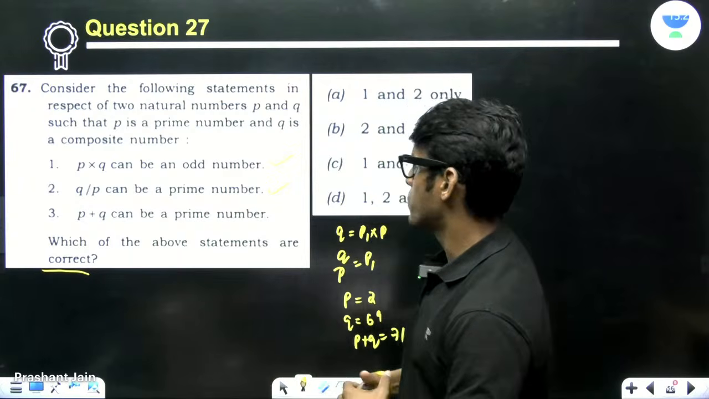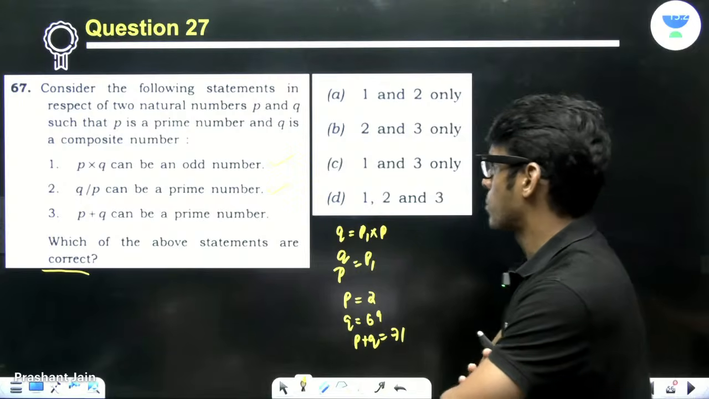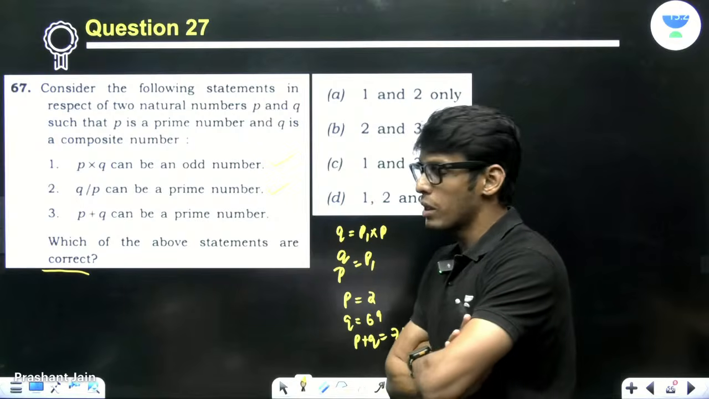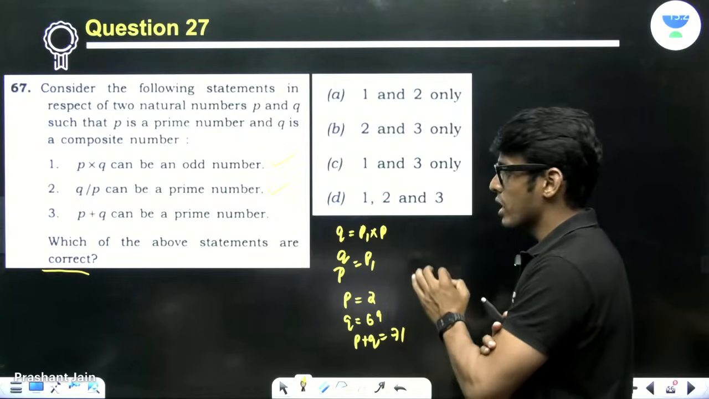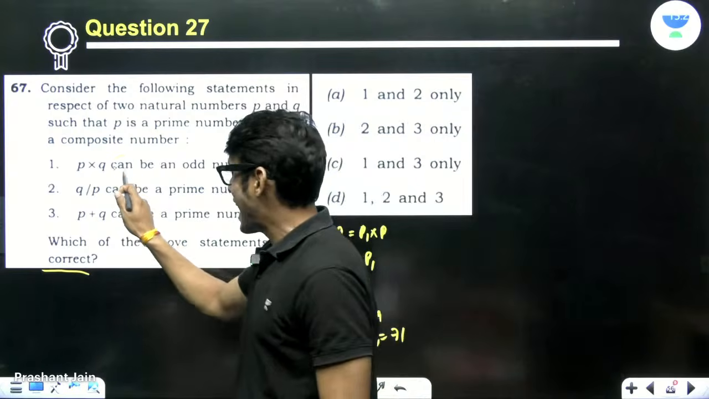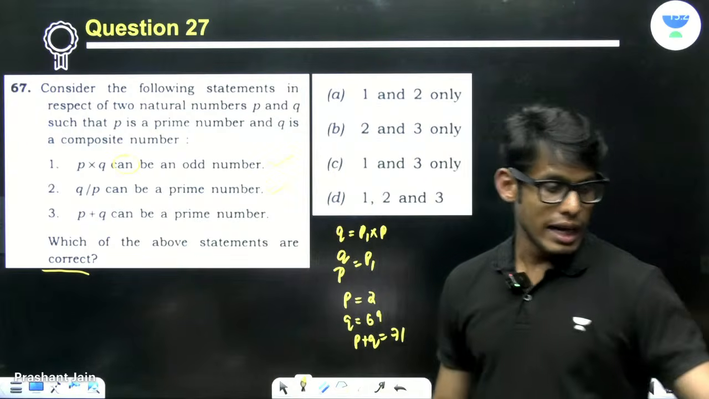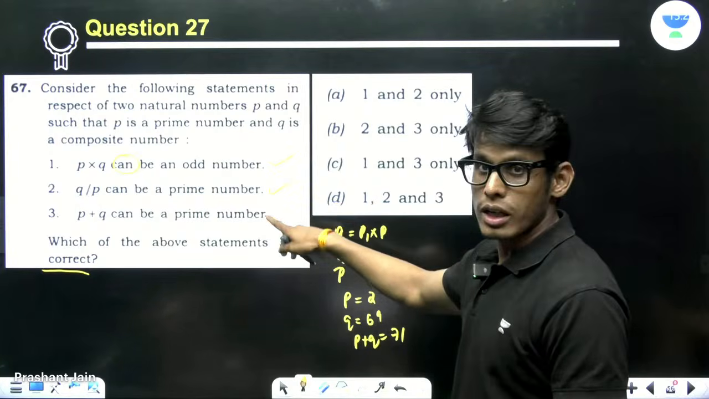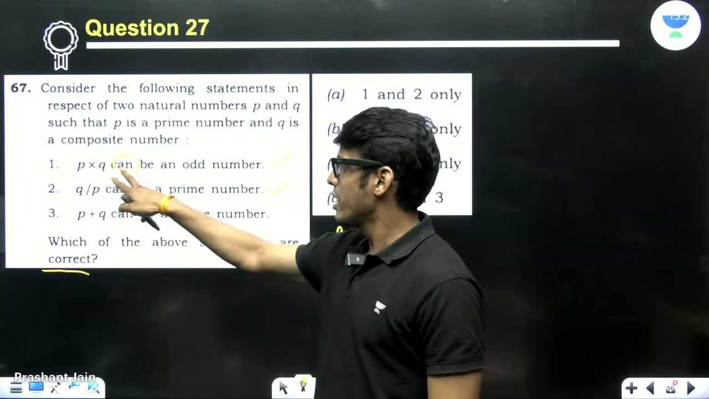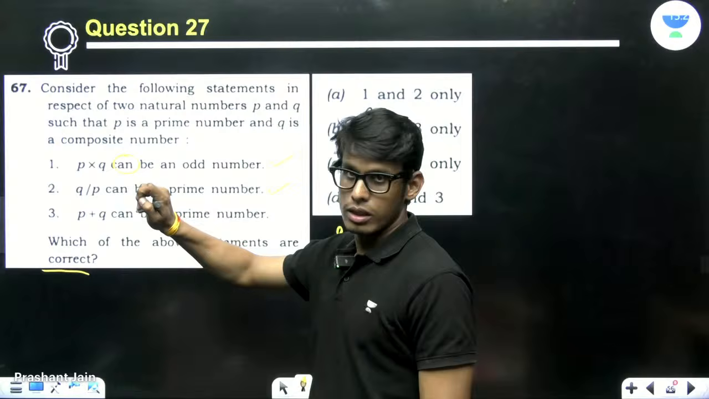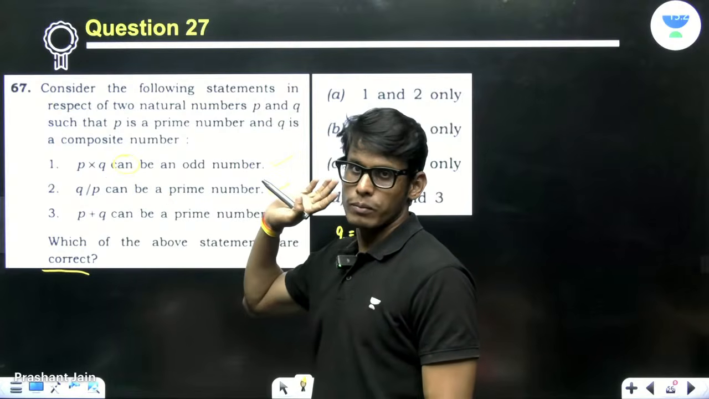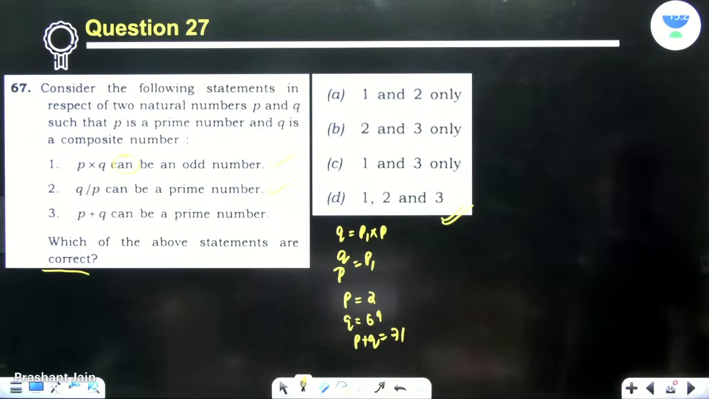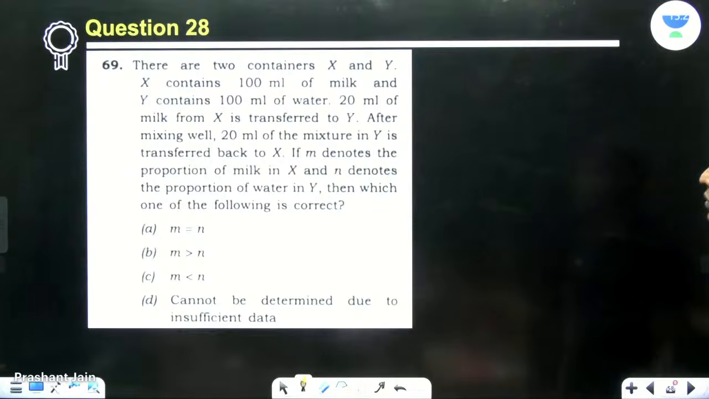So basically, I was explaining this problem. Consider the following statement in respect to two natural numbers P and Q such that P is a prime number and Q is a composite number. P times Q can be an odd number. Q upon P can be a prime number. We can simply see it with examples. And since the word written is "can be", we can make it possible. If the option had said "will", then this would have been an incorrect option. So the answer will be all the statements are correct.